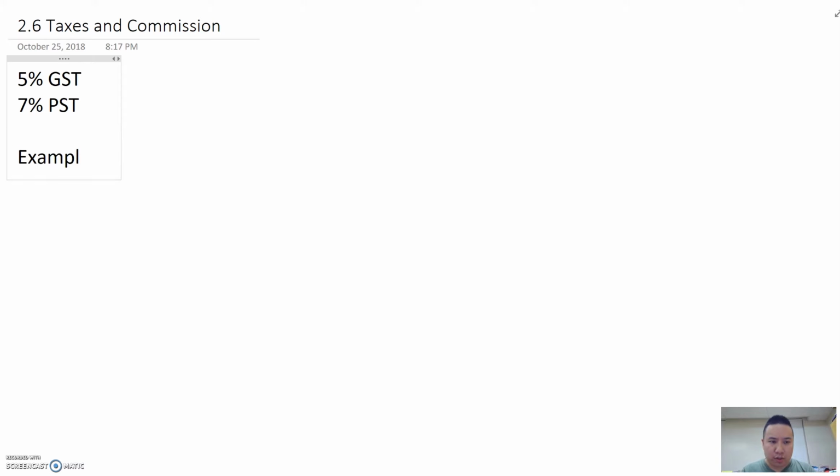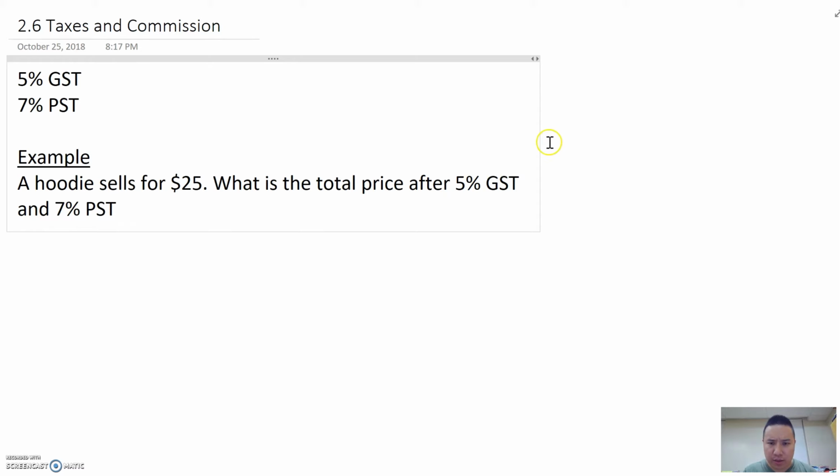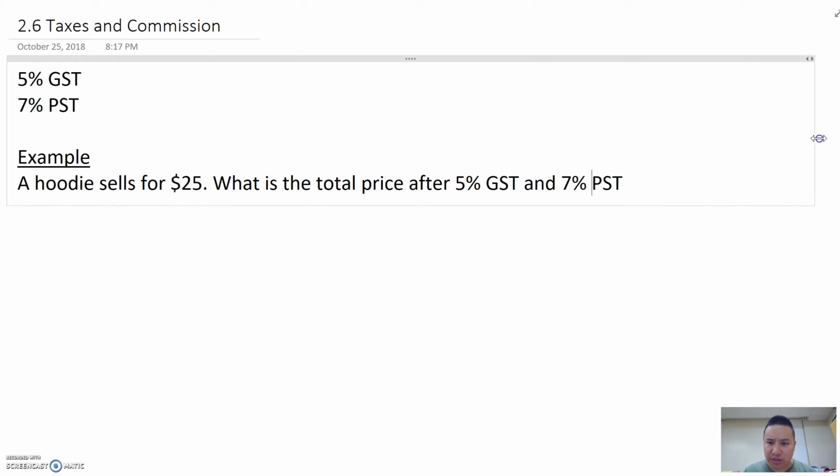Alrighty, to an example. A hoodie sells for $25. What is the total price after 5% GST and 7% PST? So part of the reason why I'm specifying the percentage here is because in different provinces, they have a different PST value.